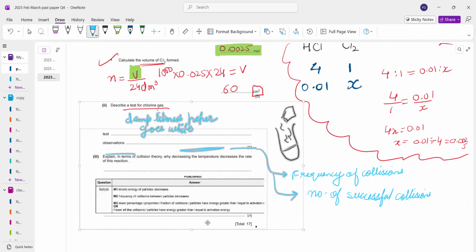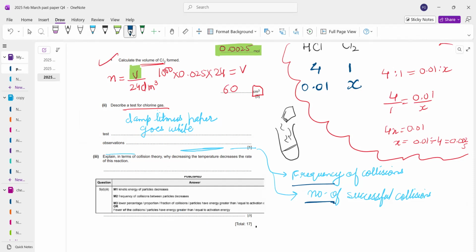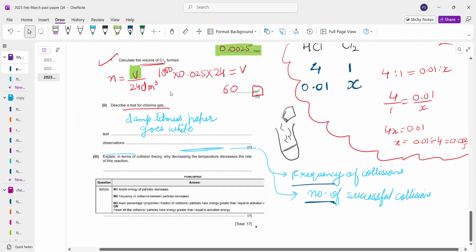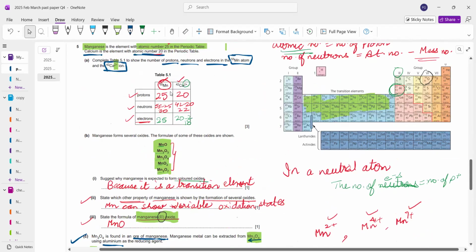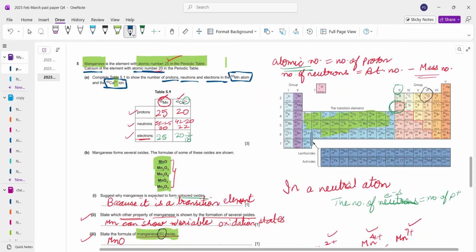Fewer collisions, less particles will have energy greater than or equal to activation energy. So basically, we are supposed to say in this answer that these two things are going to decrease. That's it. So I hope you have understood this question number 5. Thank you so much.